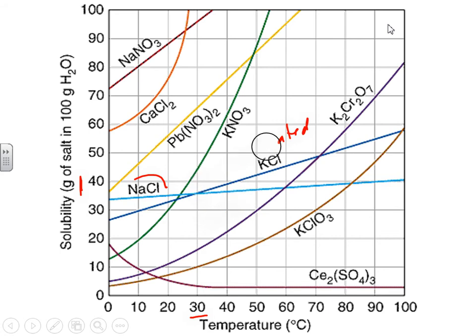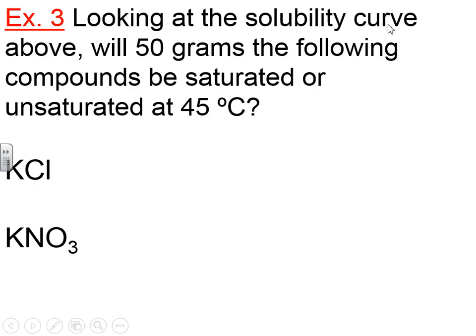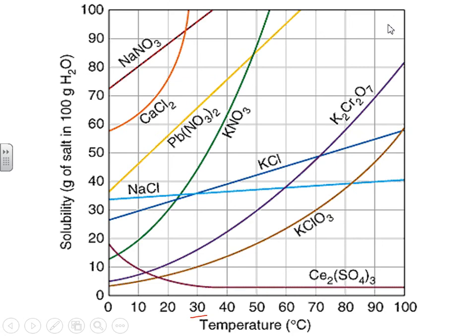Bearing that in mind, we can take a look at some questions, and the questions will ask us about this graph. Question 3 says, looking at the solubility curve, will 50 grams of the following be saturated or unsaturated at 45 Celsius? We're looking for potassium chloride and potassium nitrate. So we're looking at 50 grams at 45. Let's find our 2 compounds, potassium chloride and potassium nitrate, these 2.